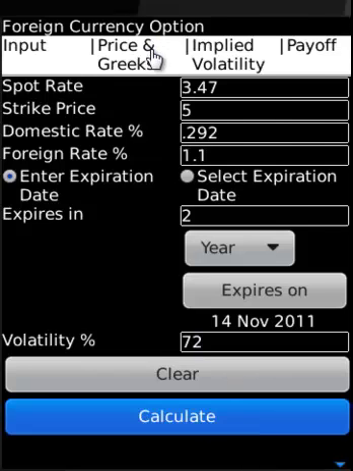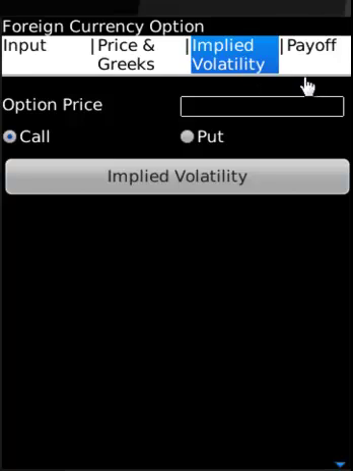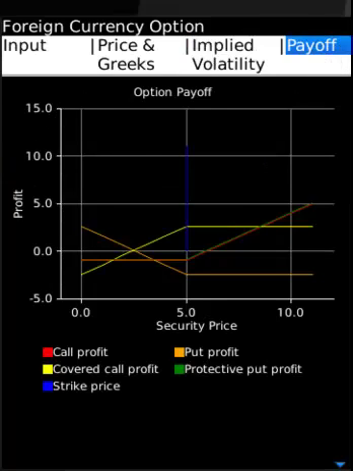So now we look at the option prices. Greeks, in addition to rho, we are also calculating rho 2, which is the sensitivity of the options to the foreign interest rate, and similarly we have implied volatility and the payoff charts.